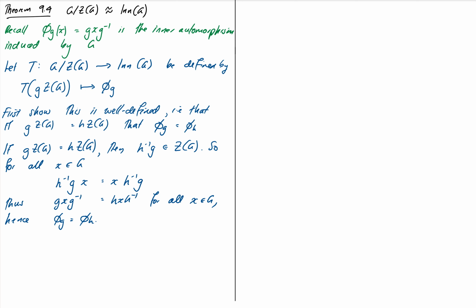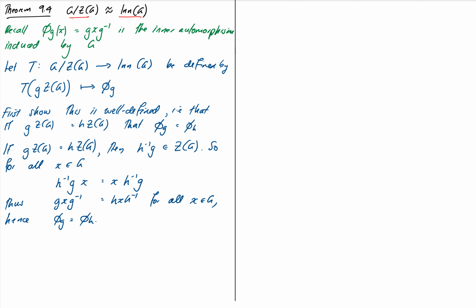Alright, so we have our mapping. We have shown that it's well defined, so it makes sense to actually use it. Now we have to show that it's an isomorphism. Remember, overall we're trying to show that this group is isomorphic to this one. Remember, for isomorphisms there are three things we have to do.